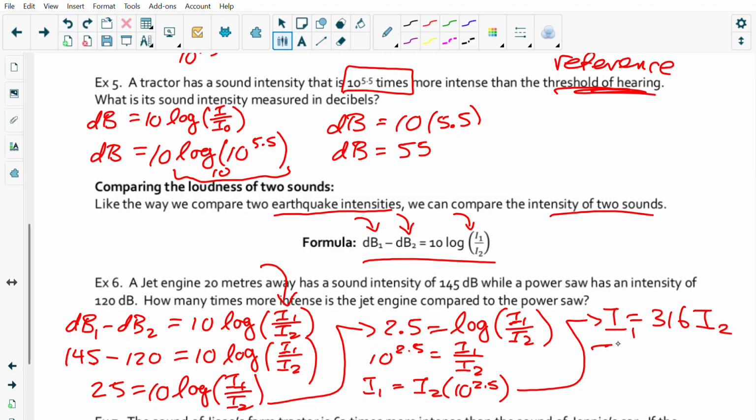So the jet engine is 316 times more intense than a power saw.